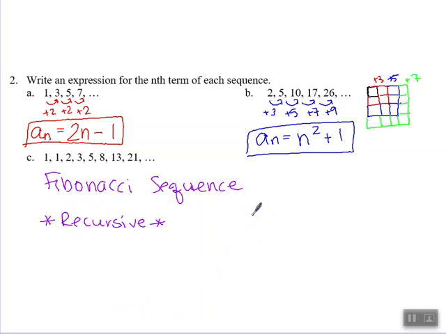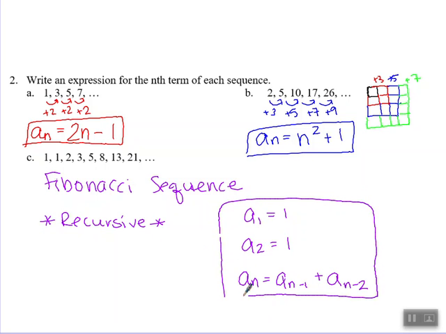So, our first term is 1. Our second term is also 1. To find every term after that, you are going to take the previous two numbers and add them together as a sub n minus 1 plus a sub n minus 2. This means if I'm trying to find the third term, I'm going to take the second term and the first term and add them together. So all of this together gives us a recursive definition for the Fibonacci sequence.